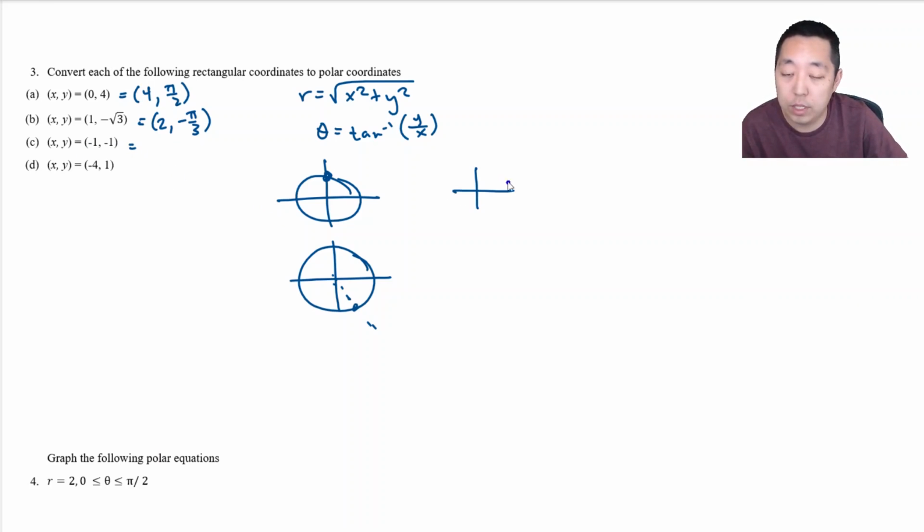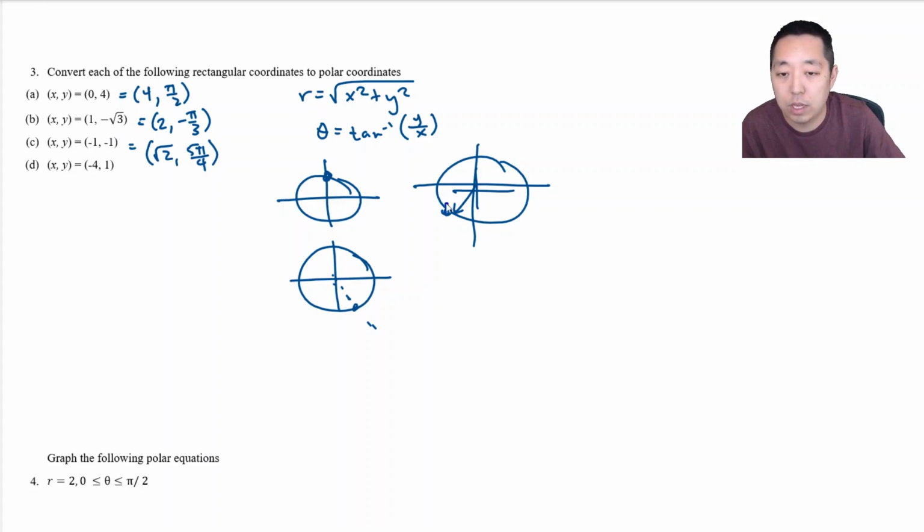Okay, negative 1, negative 1 is down over here. So that's definitely pi plus pi over 4. That's 5 pi over 4. And the radius is square root of 2, because the distance from the origin is, you know, x is 1, y is 1, so the distance is root 2. 1 squared plus 1 squared.